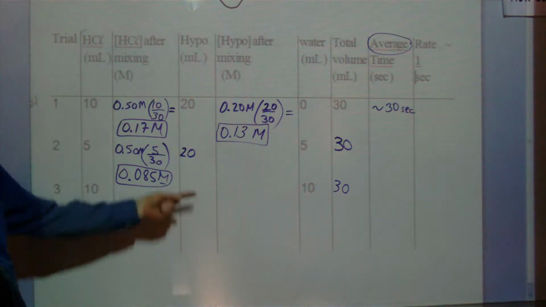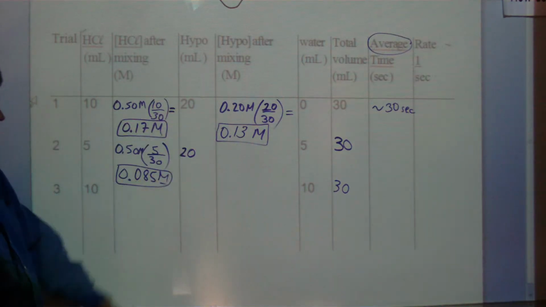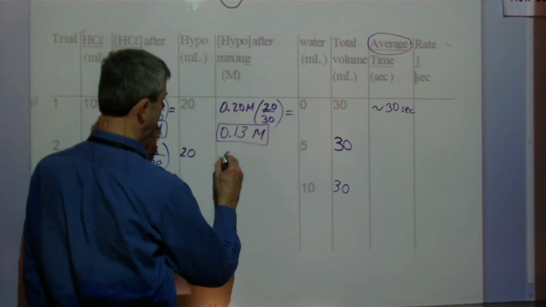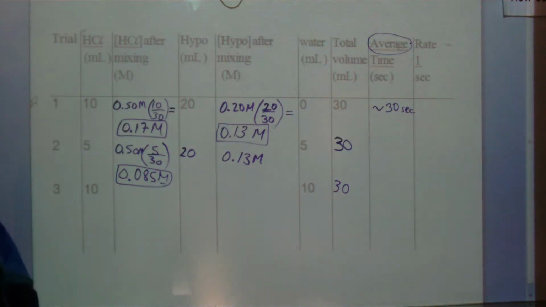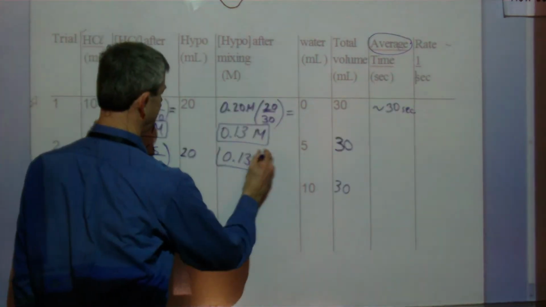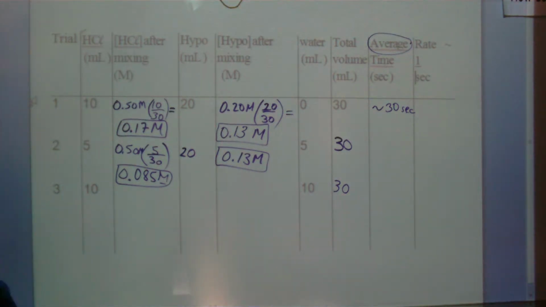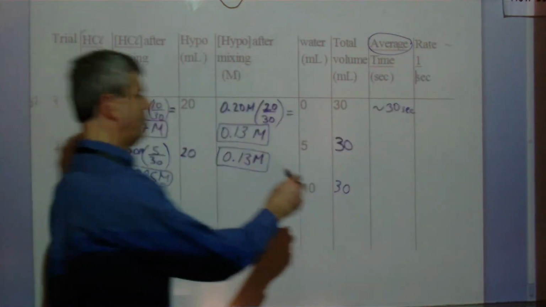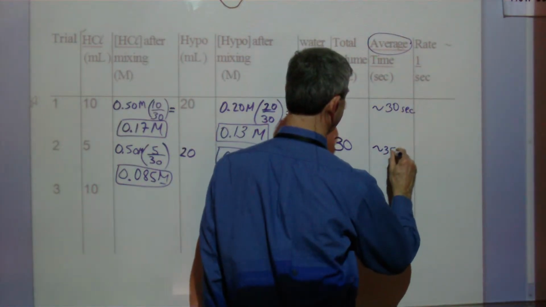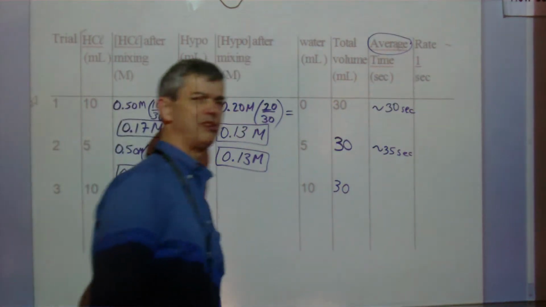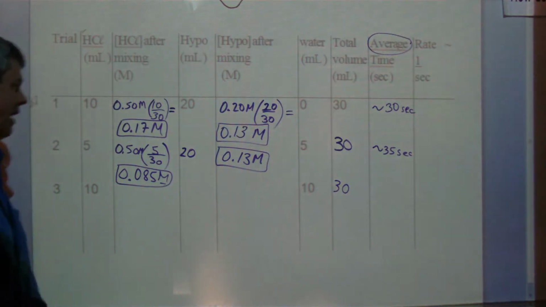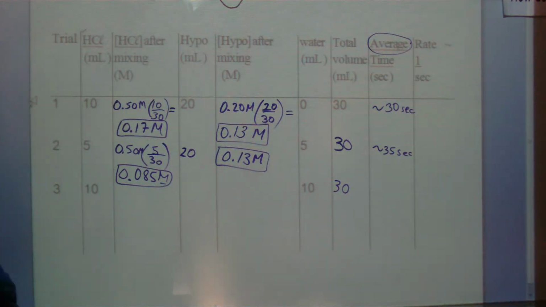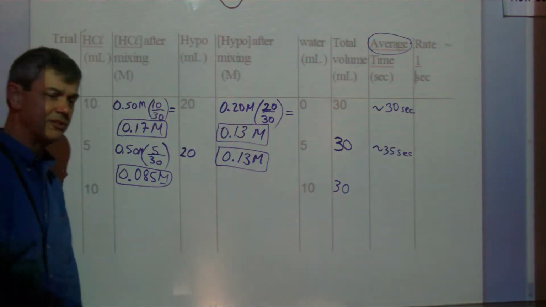And for the hypo concentration, we started with 20 milliliters, just as in trial number 1, diluted to a total volume of 30. So its concentration is 0.13 molar, just like trial 1. No change in that concentration. Now, our data was kind of interesting. I think our data shows approximately 35 seconds. There's not a very substantial change in the time of that reaction for trial number 2. But when we go to trial number 3, we'll start to see some very interesting things taking place.